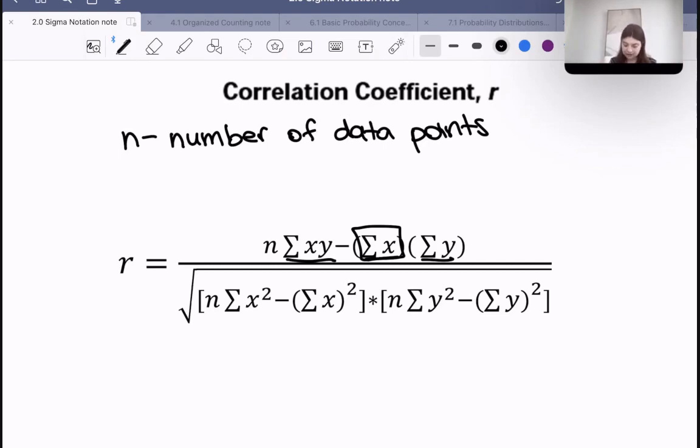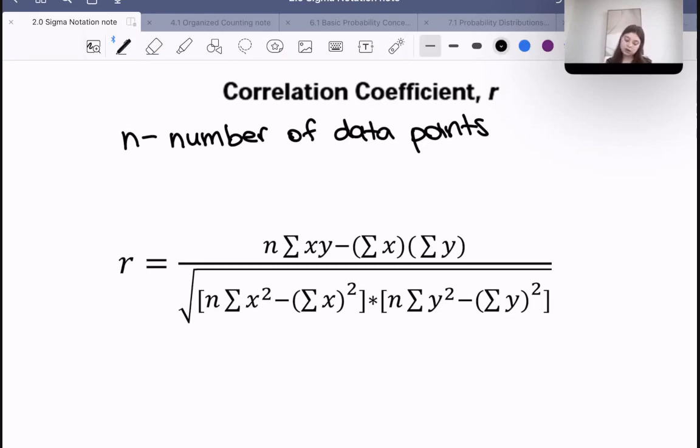And then same thing with y. We're going to multiply that by n. So again, number of data points, and then we're going to add up all of the y squared values, and then we're going to subtract all the y values added up squared, right? So again, remember, these two do not cancel out. These two are two different separate things, so that's important.